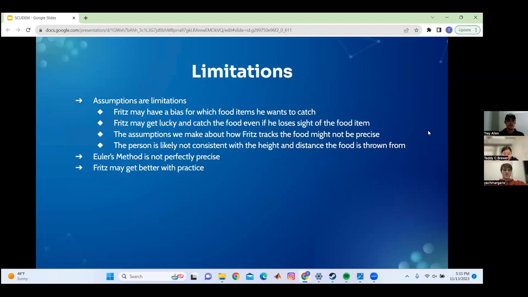Some limitations that we have are our assumptions, first off. Fritz may have a bias for the food items he wants to catch. And he may also just get lucky and catch the food even if he loses sight of the food item. The assumptions we make about how Fritz tracks the food may not be the most precise in reality. And the person throwing the food is likely to not have a consistent height and distance that they're throwing it from. And Euler's method, because it uses tangent lines, is not perfectly precise. It's just a good estimate. And Fritz may also get better at catching with practice.